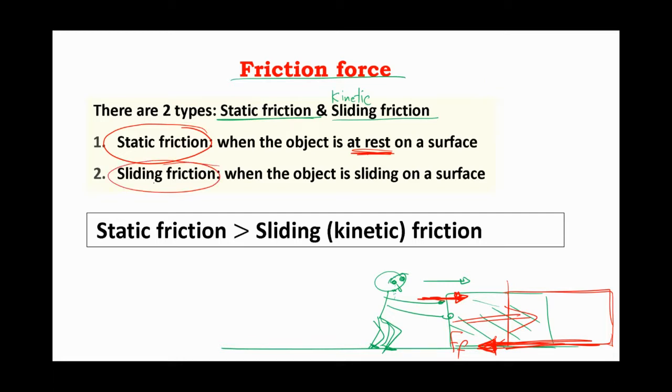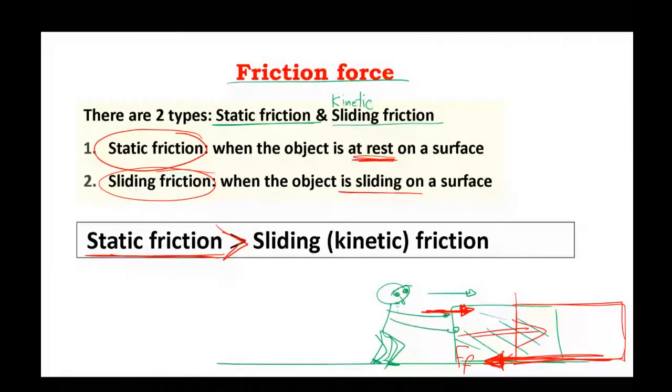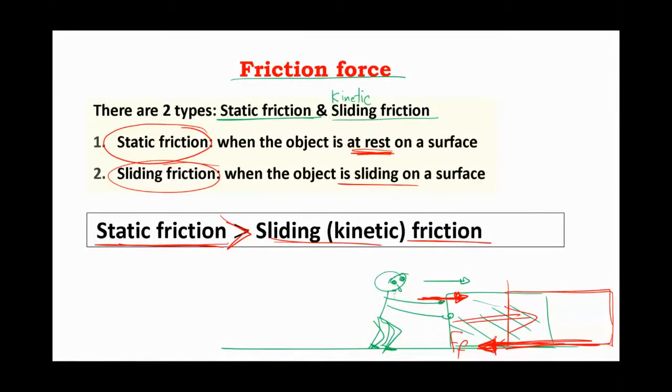So the sliding or the kinetic friction is the friction force while the object slides on the surface. As a property, خاصية, for the surface, the static friction is greater than the kinetic friction. So the static friction is always greater than the sliding or the kinetic friction.